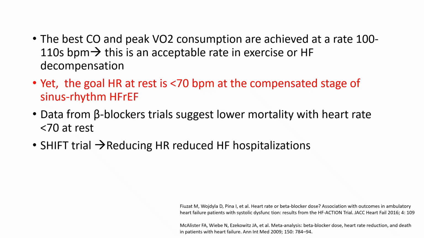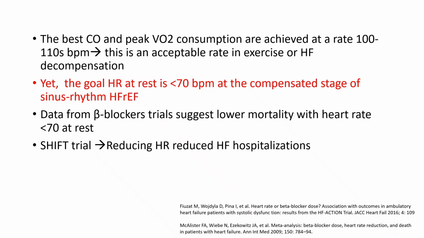Therefore, the best cardiac output and the best peak O2 consumption are achieved at a rate of 100 to 110 beats per minute. This is an acceptable rate in exercise or heart failure decompensation. Yet, keep in mind, that's not the goal in a chronic setting. The goal heart rate at rest is less than 70 beats per minute at the compensated stage of sinus rhythm heart failure with reduced EF. This has been established from beta blocker trial data, which suggested lower mortality with achieving a heart rate less than 70 beats per minute at rest.